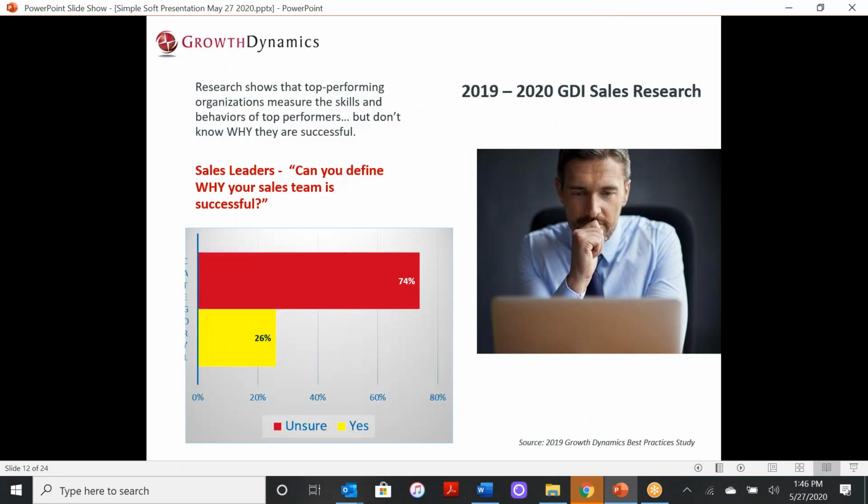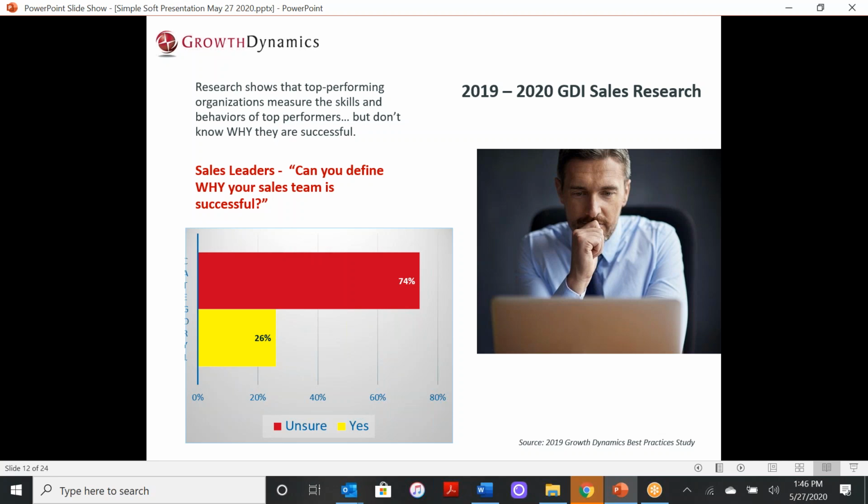We do a lot of research with our partners and the associations we work with, and one of the big questions that comes up is, can you define why your sales team is successful? It's interesting how many of these organizations are measuring the skills and behaviors of top performance, but really don't know why their sales organization is successful.